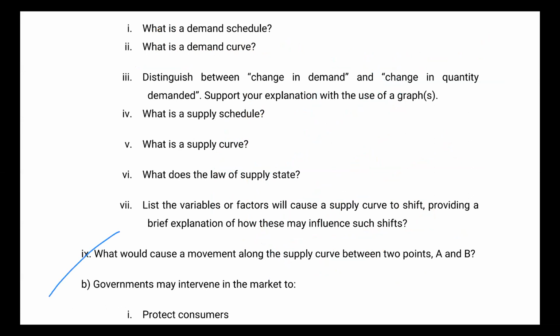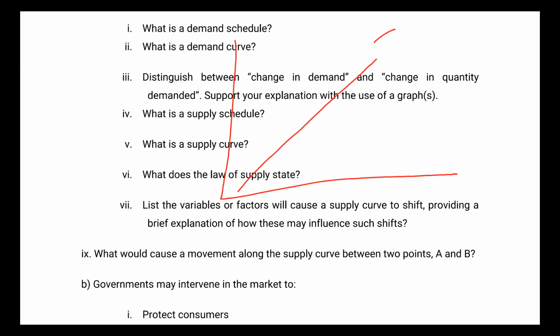Just understand, is it causing an increase or a decrease, and assess the movement, since you have known how to make assessment. What would cause a movement along the supply curve between 2 points? What did we say? I just said that previously. What causes a movement along the supply curve? Is it not price? The change in price, isn't it?